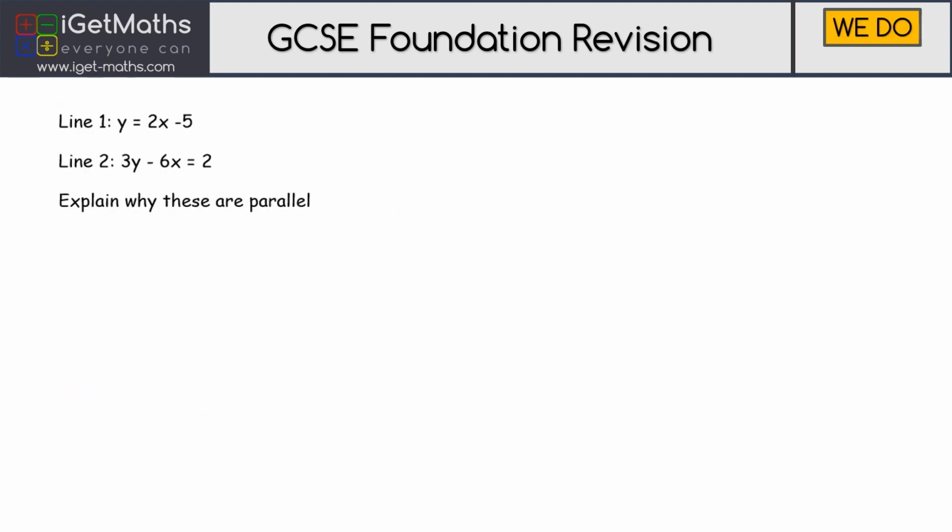Okay, line 1 we have y equals 2x minus 5, and line 2 we've got 3y minus 6x equals 2. Explain why these are parallel. So remember, for a graph line to be parallel, you have the same gradient. And the gradient is the value before the x. So in this line 1, we have got 2x, so the gradient equals 2. So we want to show that line 2 also has 2x. So we're going to have to do a bit of rearranging and simplifying so that the gradient, the number before the x, is the same on the second line.